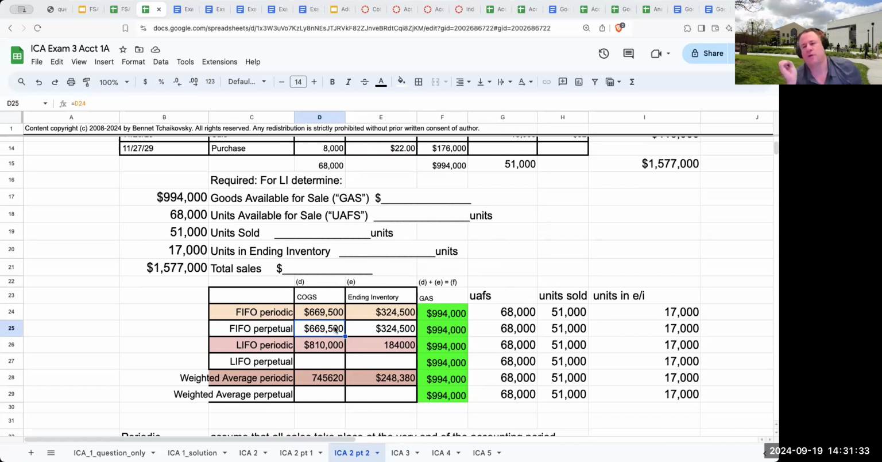So if you're going through and doing these questions, as you just saw, the perpetual method always takes longer. So what I would suggest going through and doing is do periodic and then go back and cover the perpetual. So we're going to do LIFO perpetual next, and then we'll finish off the series with weighted average perpetual.